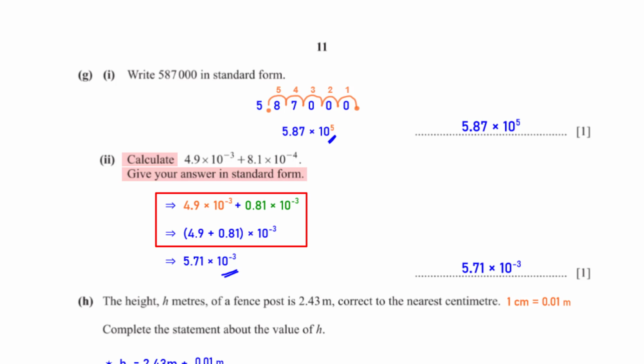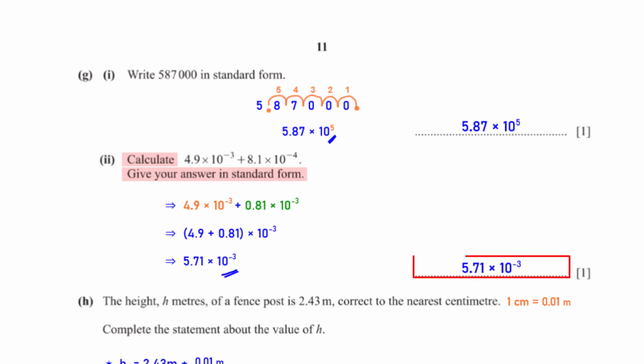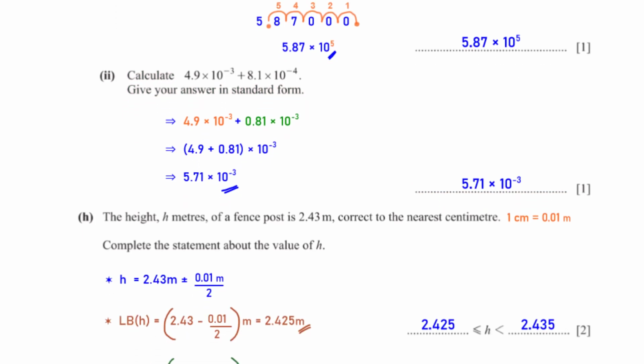4.9 plus 0.81 is 5.71. So we have 5.71 times 10 raised to the power -3.